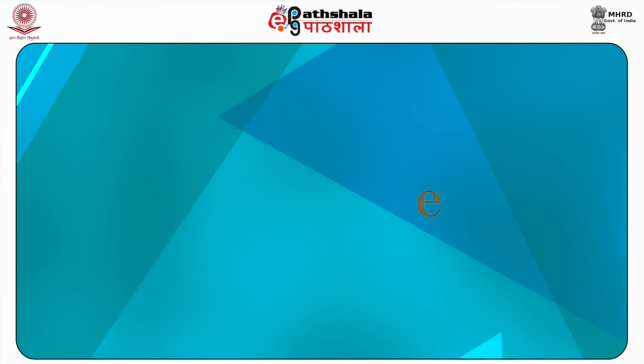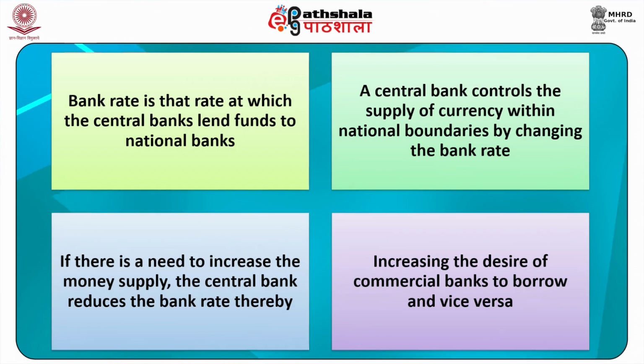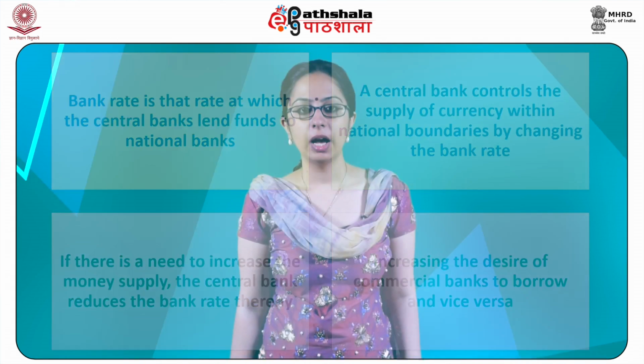Next is bank rate. Bank rate is that rate at which the central bank lends funds to national banks. A central bank controls the supply of currency within national boundaries by changing the bank rate. If there is a need to increase the money supply, the central bank reduces the bank rate, thereby increasing the desire of commercial banks to borrow, and vice versa. A bank rate is that interest rate which a central or federal bank charges on the loans and advances to adjust the total money supply in the economy.